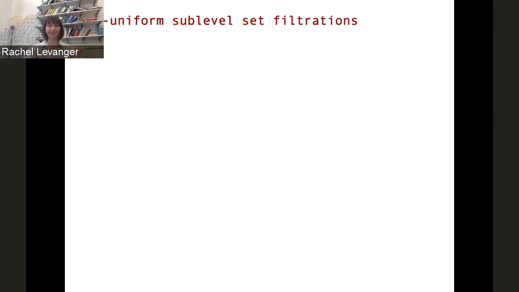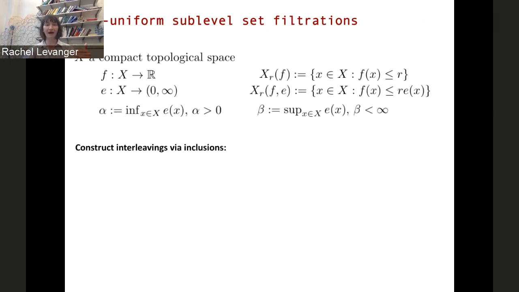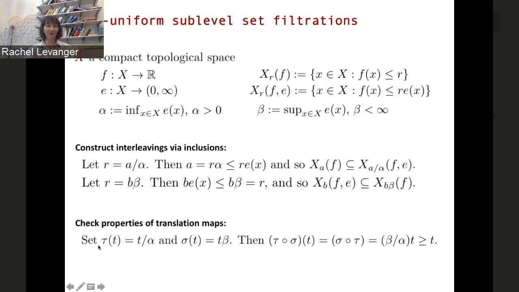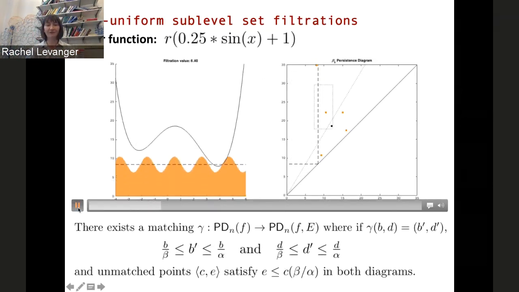So if you play the same game and figure out how do I construct my interleavings, we won't go through all these details, then essentially what you can figure out is that tau is going to be t divided by alpha, where alpha is the infimum of that perturbation function that you started with. In our case, it was 0.25 times the sine function. So contract the sine function, then move it up a little ways. And then sigma is going to be the supremum of that function. So what was your minimum perturbation and what was your maximum perturbation? And then you can actually run these equations through and get exact error bounds now.